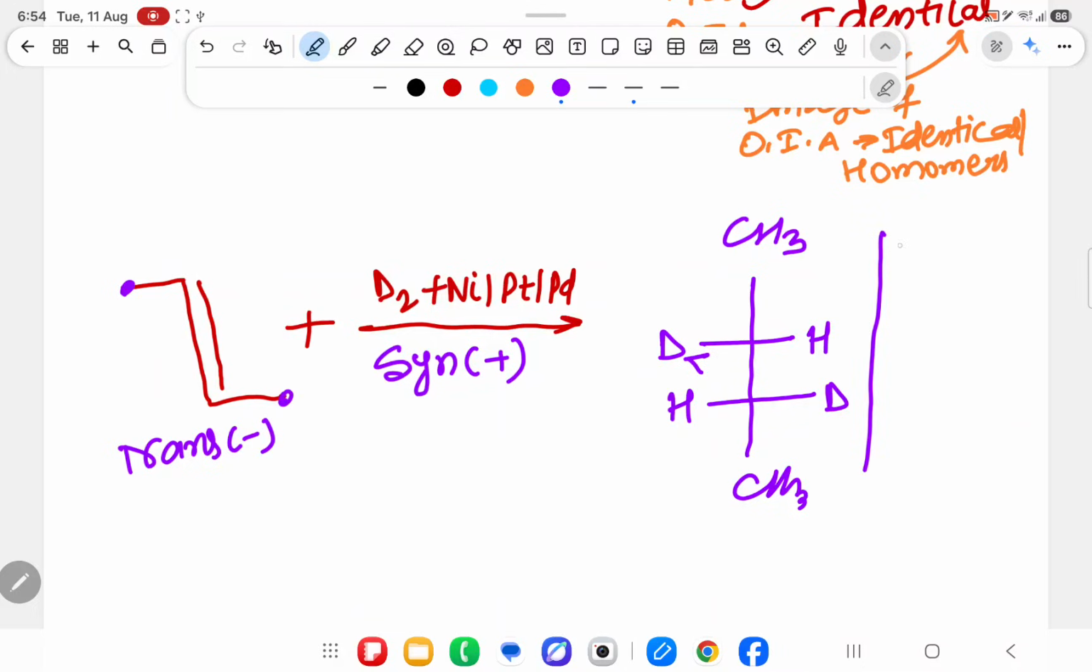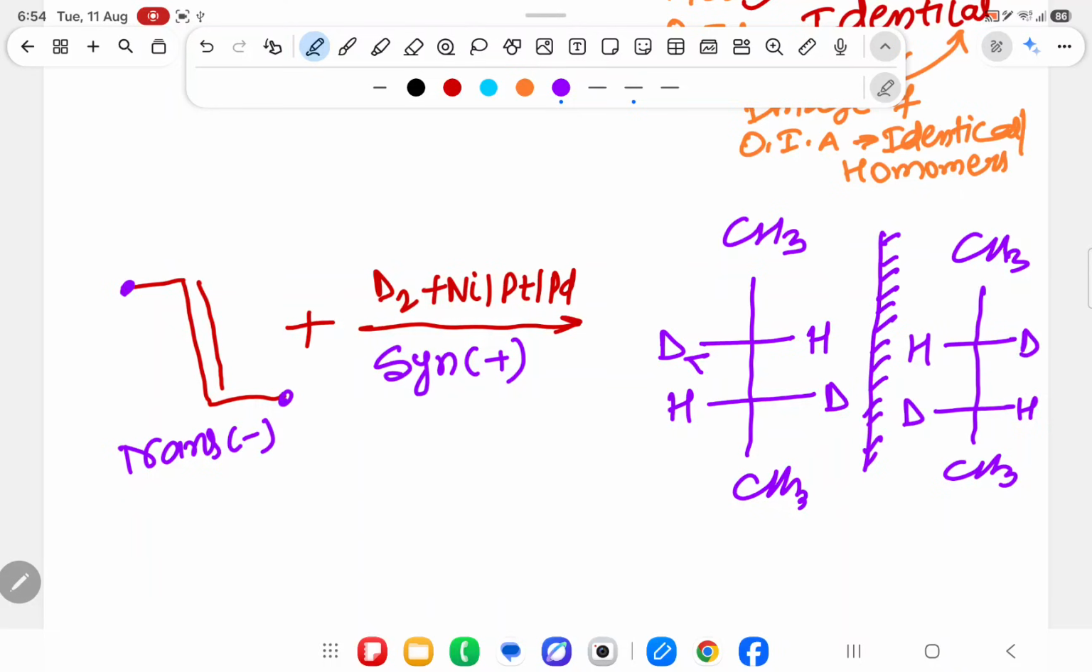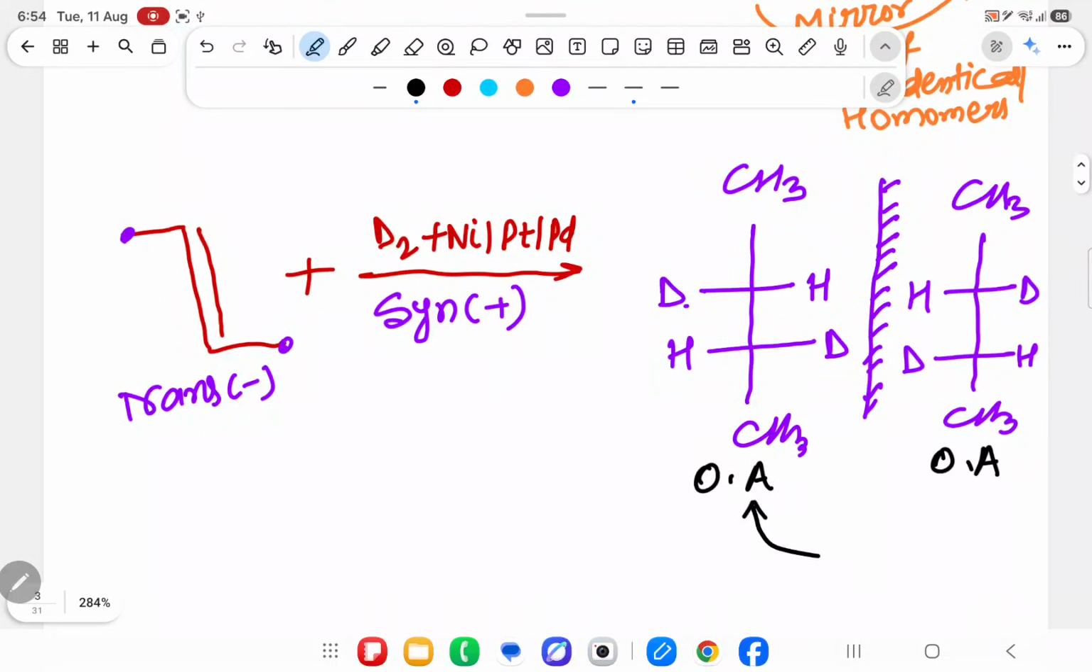Now, if you make their mirror image, CH3 is coming over here also, CH3 over here. D will become H over here, D over here, H over here, D. What will you say in this case? You will say in this case that this compound is also optically active. No plane of symmetry, no center of symmetry, nothing is there. It means this compound is also optically active, and this compound is also optically active. So these two are optically active compounds. Mirror images are optically active compounds.